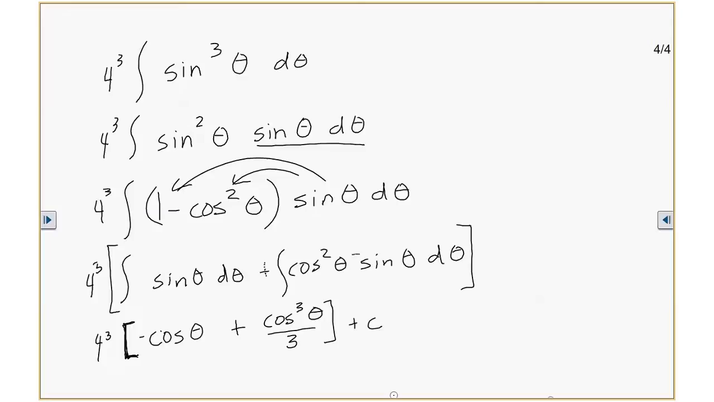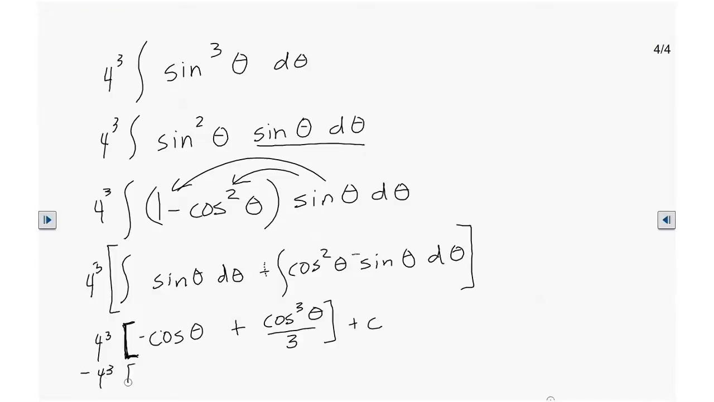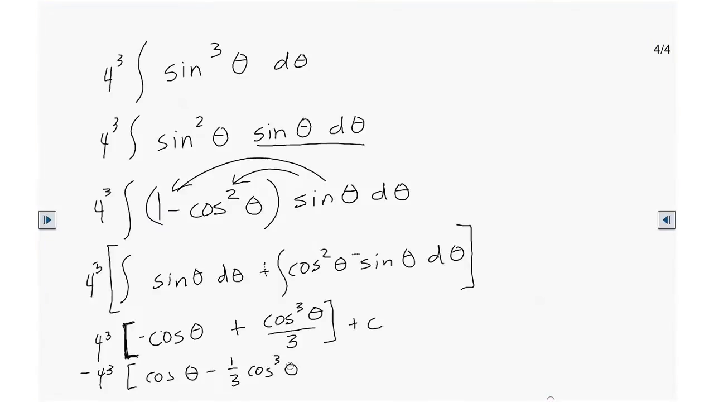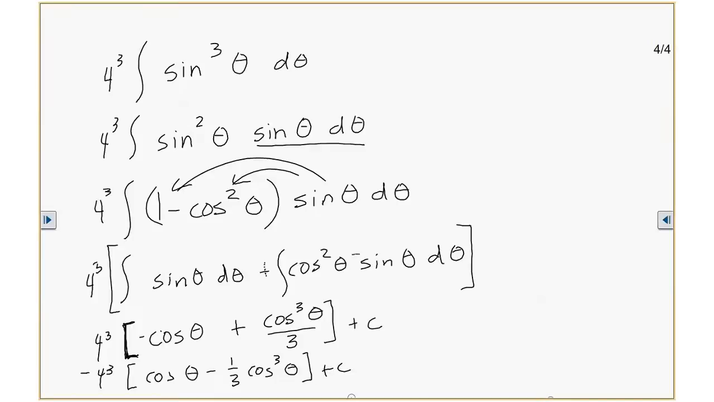And you can factor out that negative right here. Factor out this negative, and it'd be negative 4 to the third cosine theta minus 1/3 cosine cube theta. So let's see. Now you feel good about yourself, but there's only one problem.